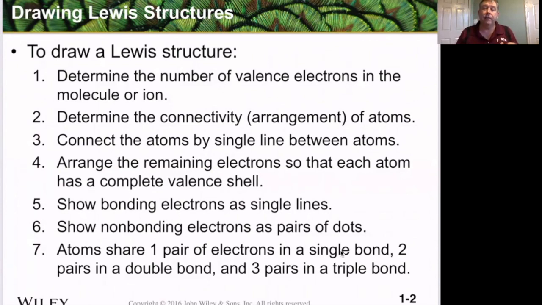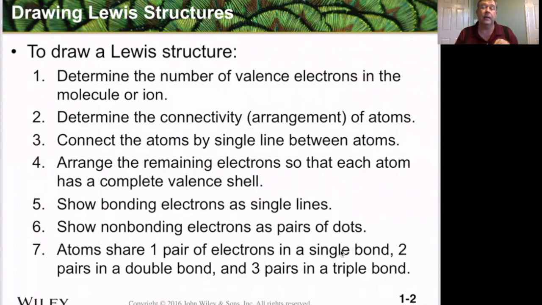We then need to take into account the connectivity, basically which atoms are attached to which atoms. Once we figure that out, we connect each of the atoms with a single line between those atoms. What that represents is a covalent bond, and that single line represents 2 electrons. So we need to keep track of that. Then we need to arrange the remaining electrons around each of the atoms so that it has a complete valence shell. For most of the atoms we're dealing with, like carbon, oxygen, nitrogen, and the halides, we're looking for a total of 8 electrons around each of those atoms to fill that valence shell.